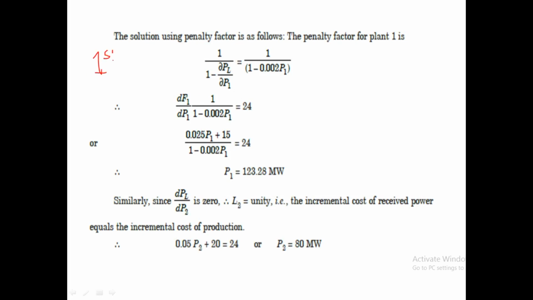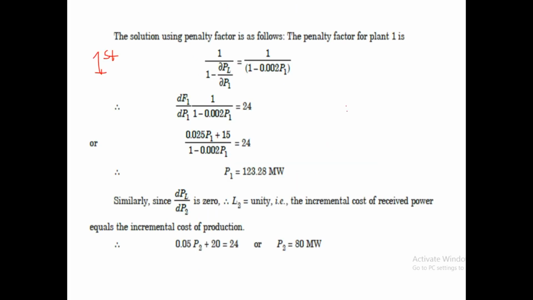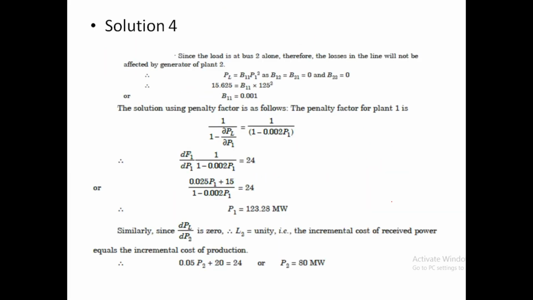So for the first unit, 1 by 1 minus dou PL by dou P1. What is dou PL by dou P1? You have to differentiate B11 P1 square with respect to P1. So what you will be getting? You will be getting 2 into B11 P1.